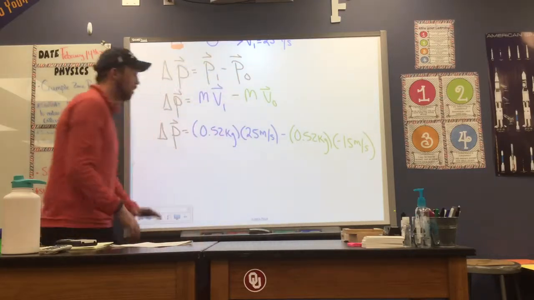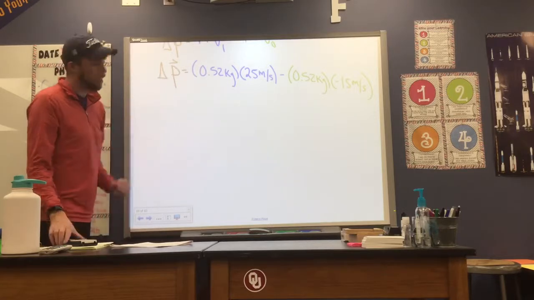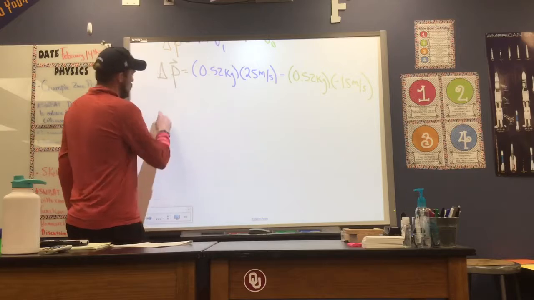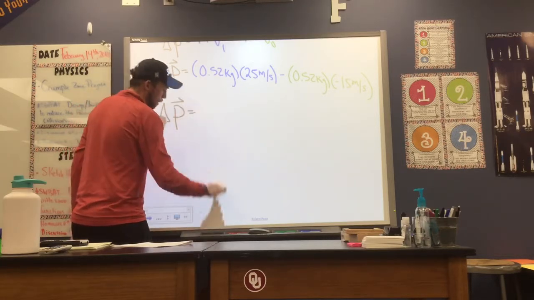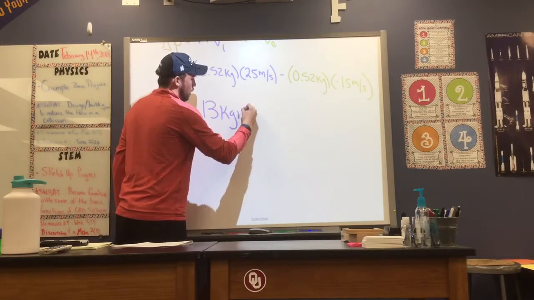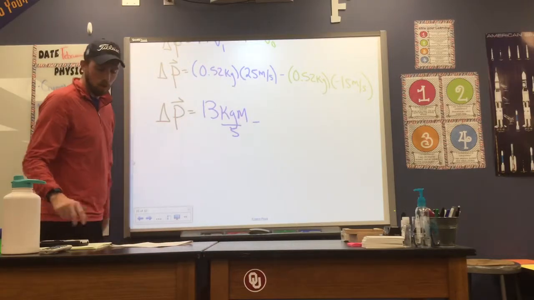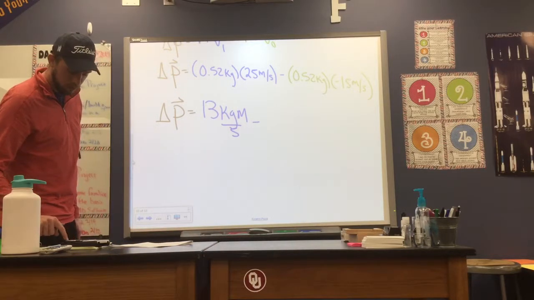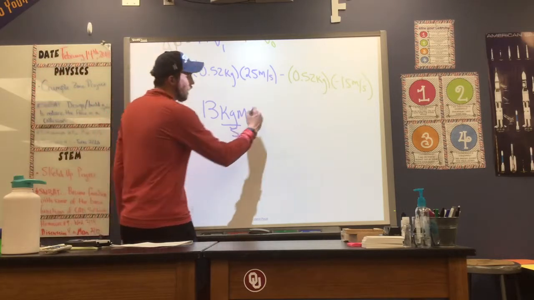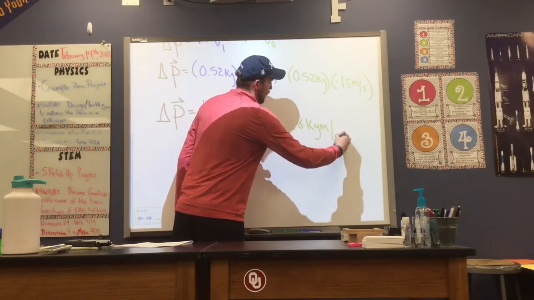Okay, so we have all of our numbers here. Now we're going to mathematically solve our equation. I'll start by taking my first values, 0.52 times 25, so delta P is equal to the product of these two numbers, which gives me 13 kilogram meters per second, minus 0.52 times negative 15, which gives me negative 7.8 kilogram meters per second.